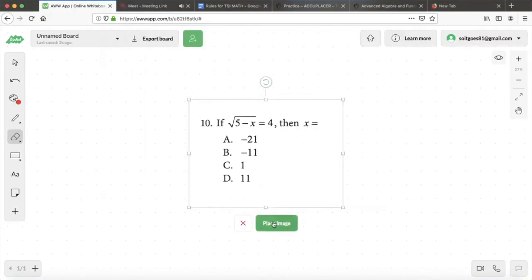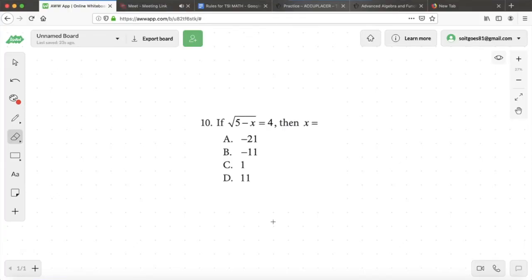This one looks kind of scary. But it's not. Go ahead and read it for me, please. If the square root of 5 minus x equals 4, then x equals... The temptation here is, again, to carry out a specific operation, maybe isolate x. I think I could do it algebraically, but there's a really easy way to do this. How could we solve this simply?